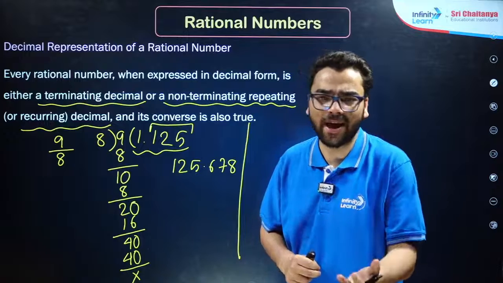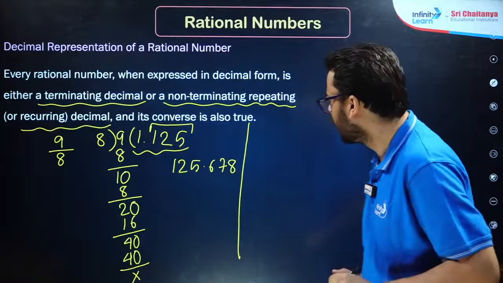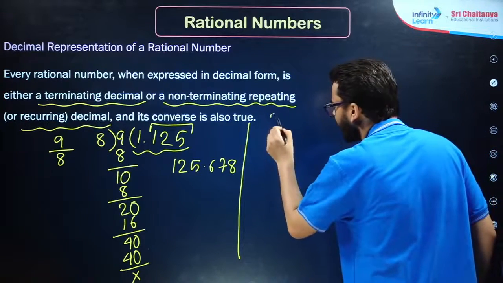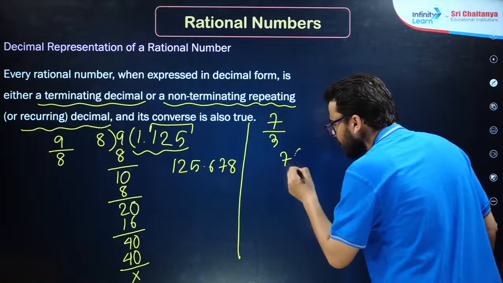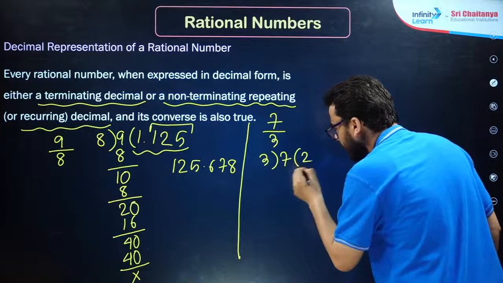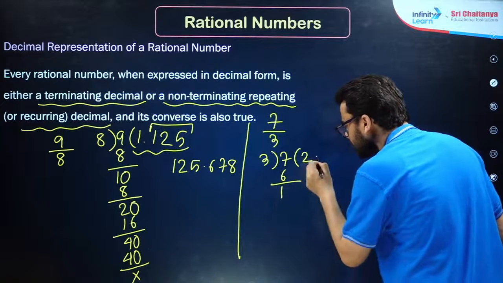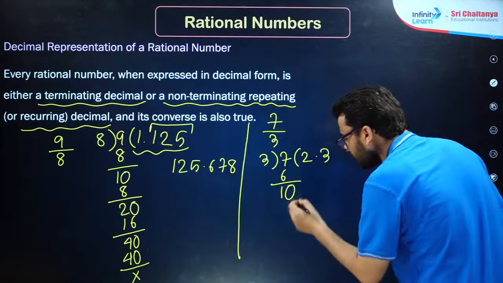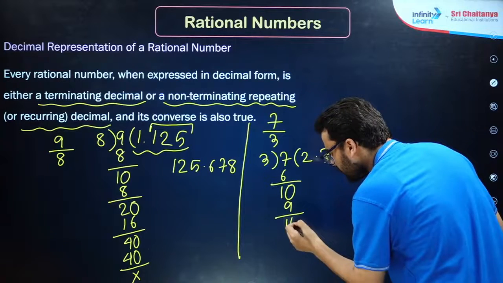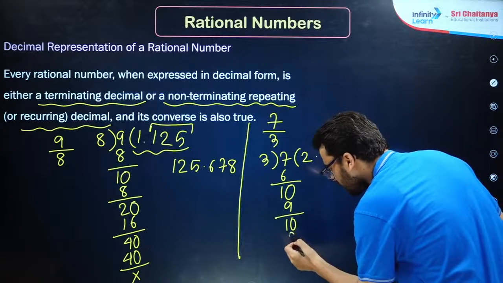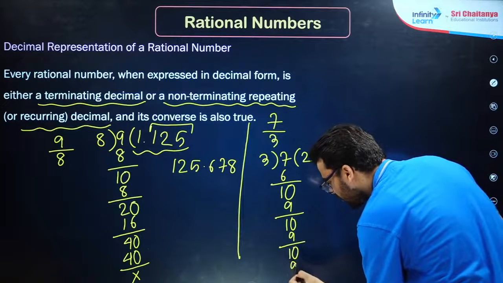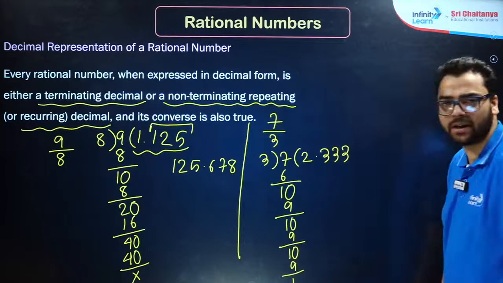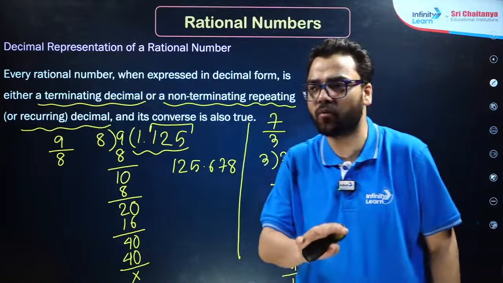Now you see you can have other cases as well. For example, I have got 7 divided by 3. What will happen in this case? Let us do actual division. So you will see, you will keep on doing division. You will never get remainder equal to 0.